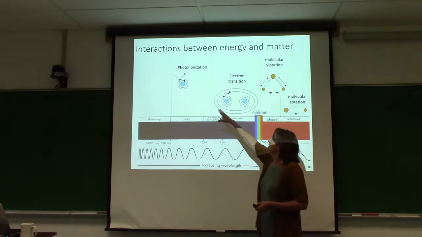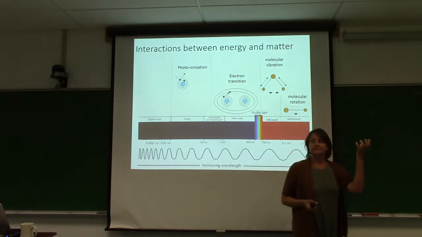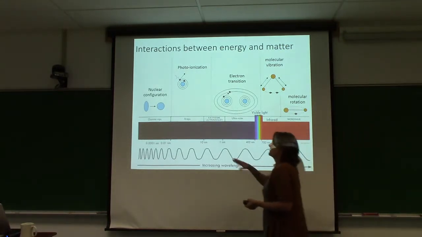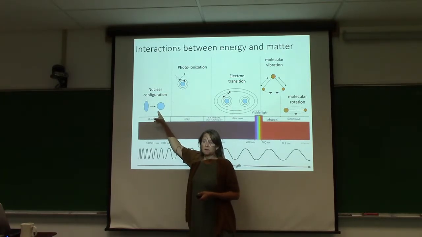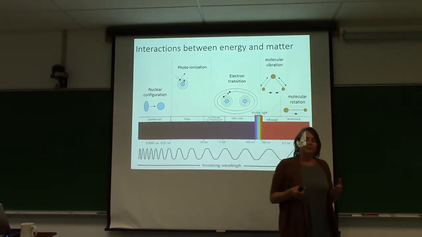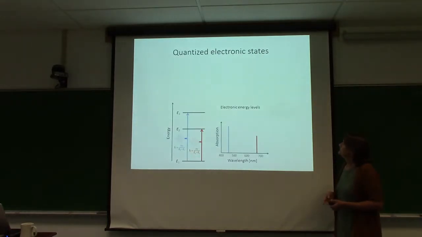X-rays actually cause electrons to leave, creating an ion. It's a much higher energy state. And gamma rays are sufficient that when absorbed, they will change the nuclear configuration of the molecule. That's why they're so damaging. Okay. So absorption changes atoms and changes molecules. So let's do an example.